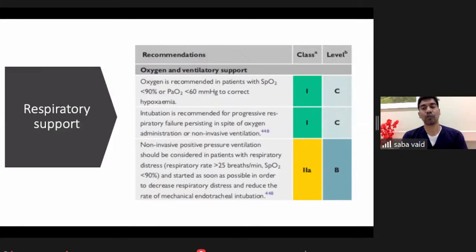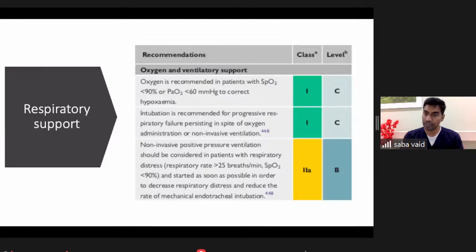NIV is the gold standard for these patients who present with dyspnea, tachypnea, and especially when the oxygen saturation is less than 90%. Of late, HFNC has also been tried. The only difference between NIV and HFNC is that NIV helps with both carbon dioxide washout as well as oxygenation, whereas HFNC deals exclusively with oxygenation.